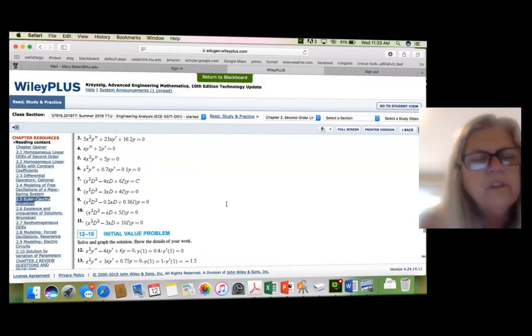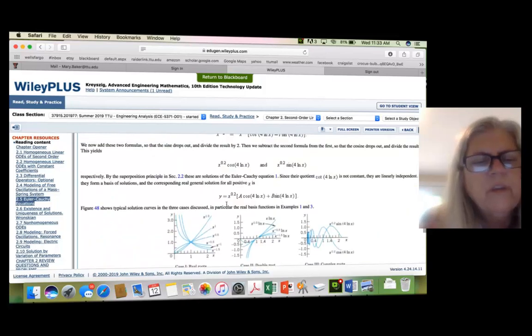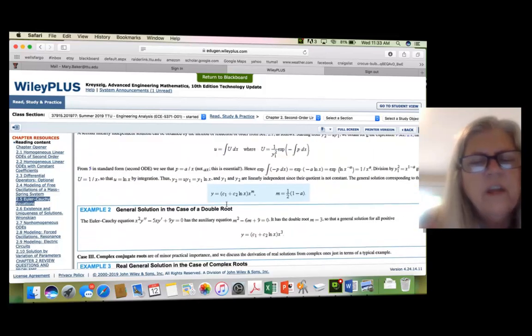Next, skipping up to the section on Euler equations. We already had a little bit of a discussion on that. So this is the Euler-Cauchy equation, and we had a little bit of a discussion on that. What we discussed was real roots, but as you know, you can have a double root, and you can also have complex roots. And so it's important to know the general solution forms.